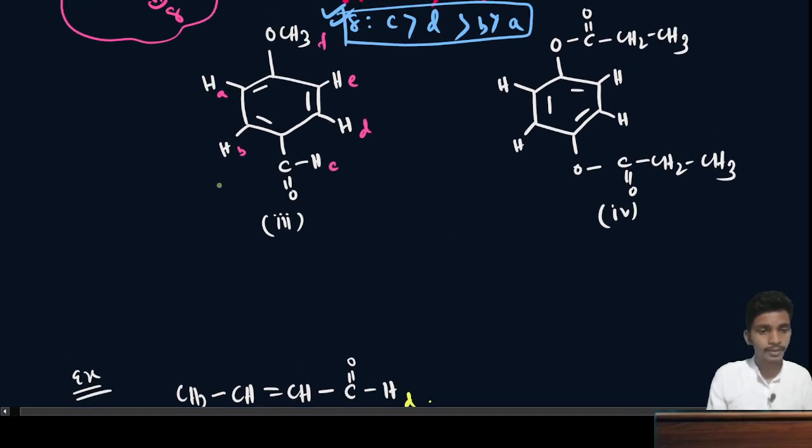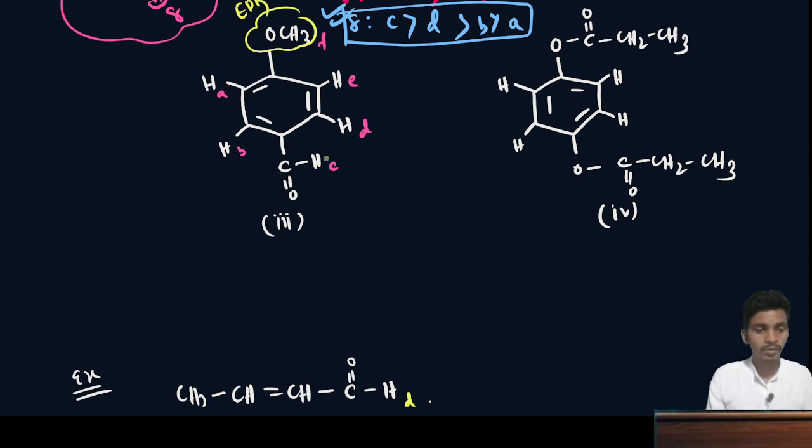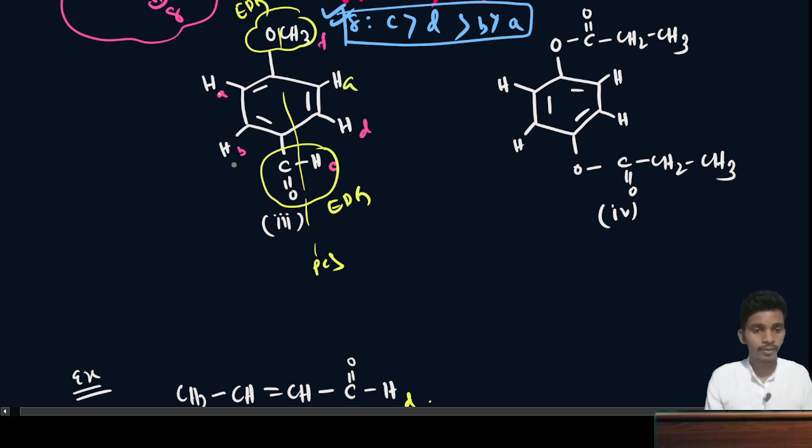Similarly, for this case, these are electron donating groups, this is also an electron donating group, and here we see that a plane of symmetry is there. So this is A, then this also becomes A, this is B, then this also becomes B. And here also a plane of symmetry is there.